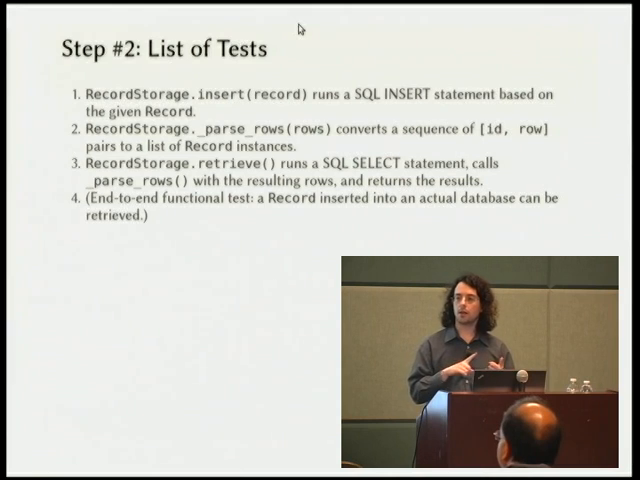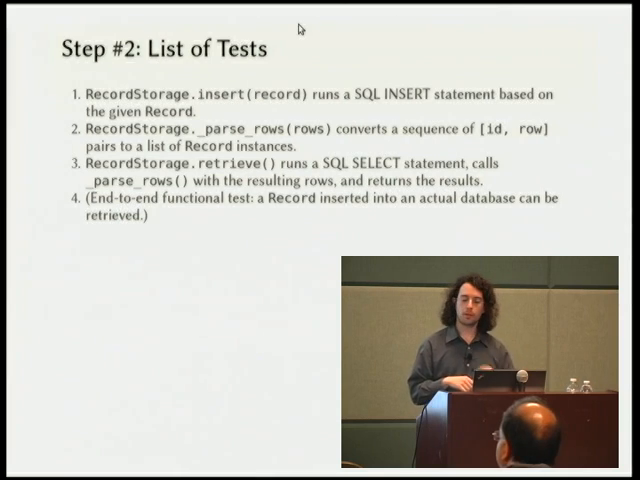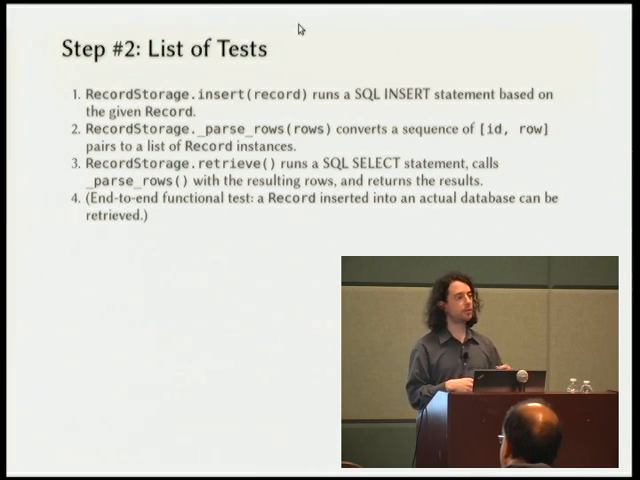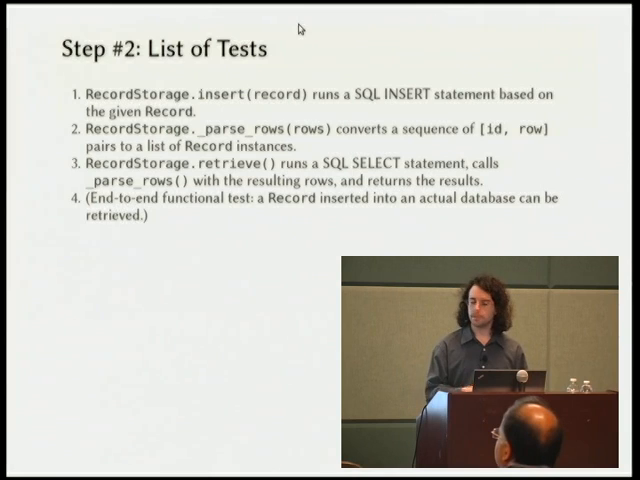There is a parse rows method on record storage, which takes a sequence of lists with two items in them and converts it into a list of records. So that's the parsing functionality we'll be testing. And then there's a third test that we have a retrieve function that runs a select statement and then calls the parse function with the resulting rows and returns the result of whatever that parse function did.